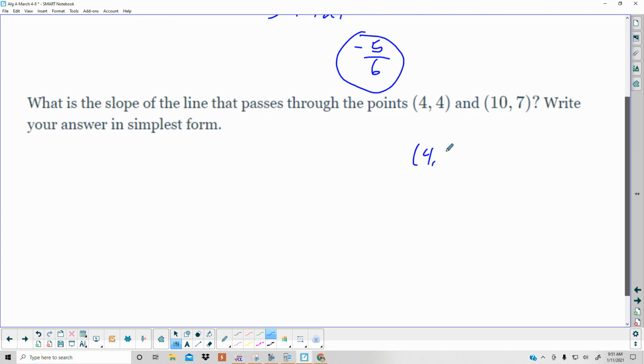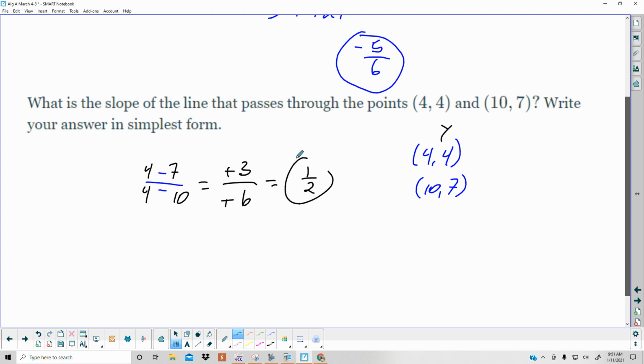Take a second and write one above the other. Draw this thing first. Put the subtraction signs in it. Y's are on top, 4, 7. X's are on the bottom, 4, 10. Simplify it. 4 minus 7 is -3. 4 minus 10 is -6. Two negatives make a positive, and that reduces to a half.